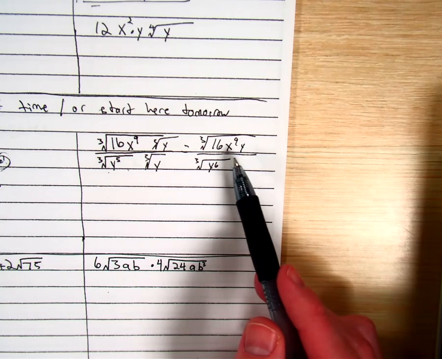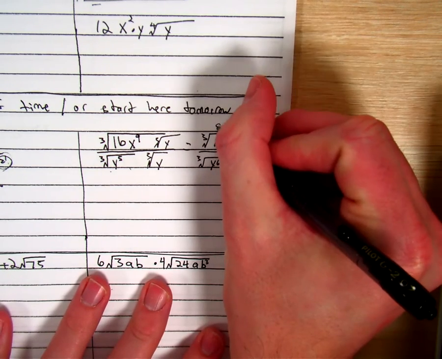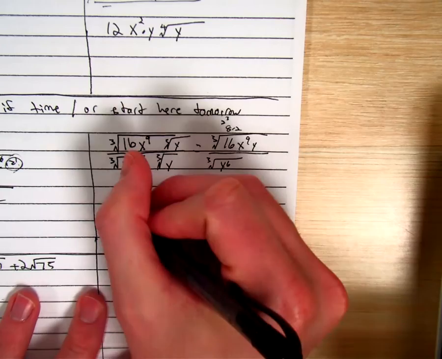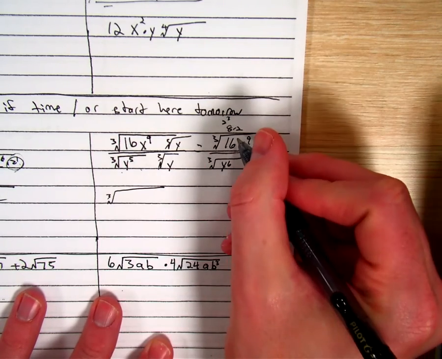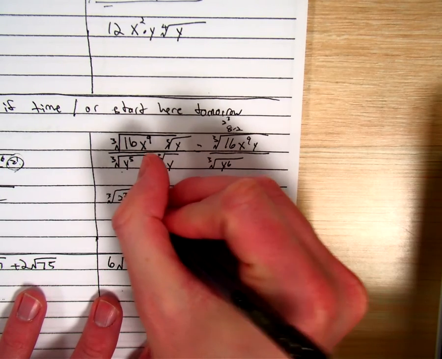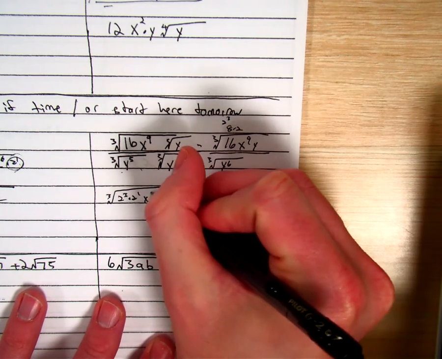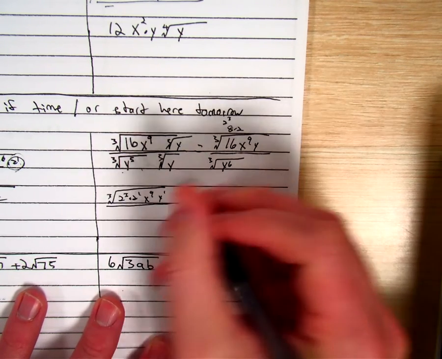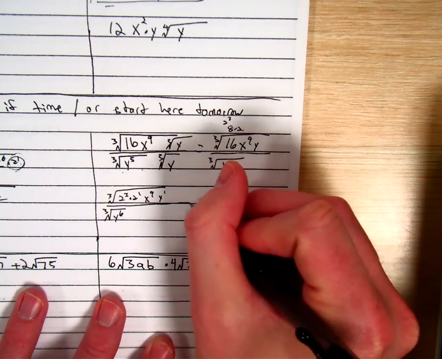Cube root of 16: 2, 4, 8. 8 would fit in there. 8 times 2. 8 is 2 cubed, so I could rewrite that. We got 2 cubed times 2 to the 1st. X to the 9th is going to work out. And then we just have y to the 1st. On the bottom, we have our nice y to the 6th that we worked so hard to get.